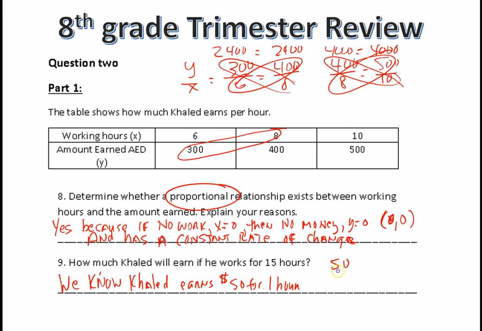So if I take 50 and multiply it by 15 hours, that gives me 25. Hold my place. 1 times 0, 5, $750. So for 15 hours, he earns $750.